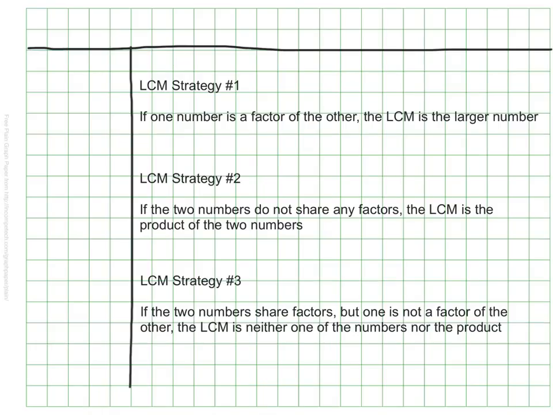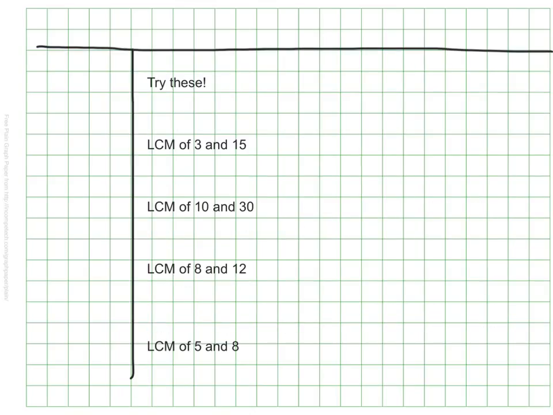And lowest common multiple strategy number 3, if the two numbers share factors, but one is not a factor of the other, the lowest common multiple is neither one of the numbers nor the product, and you'll have to do a little bit more legwork to find their lowest common multiple. You can use these tips to find the lowest common multiple when presented with any 2 values. Try one of the 3 strategies on each of these and see how you do.